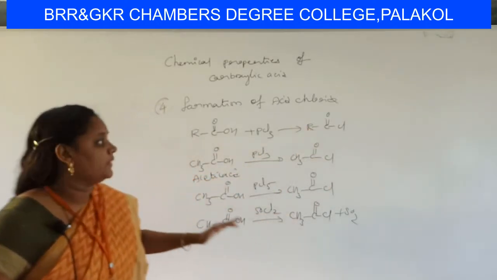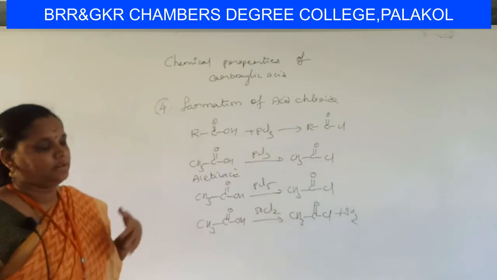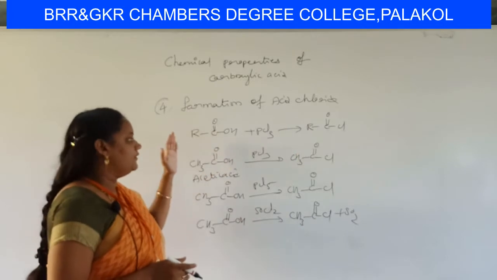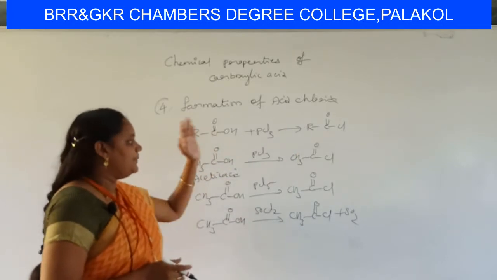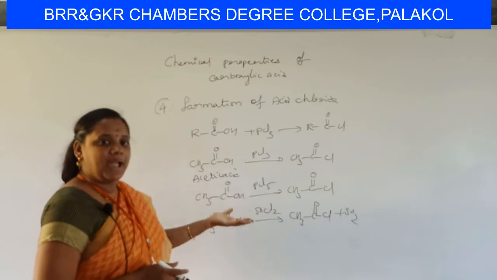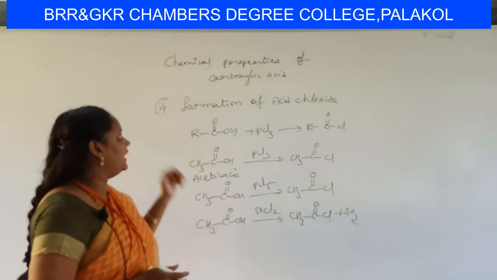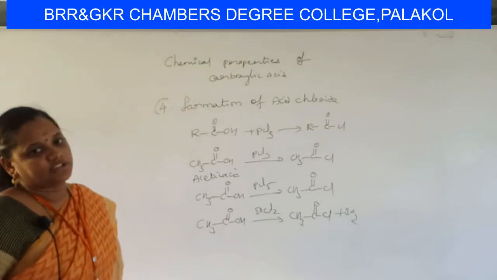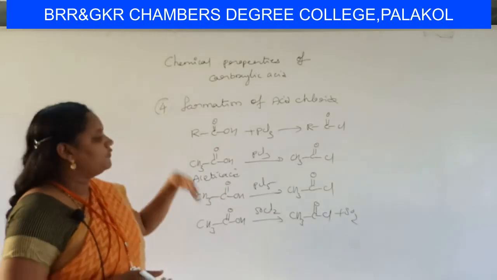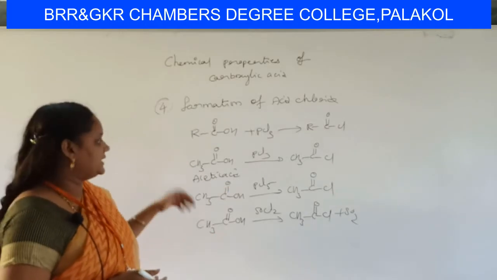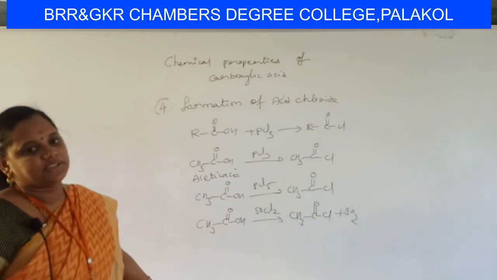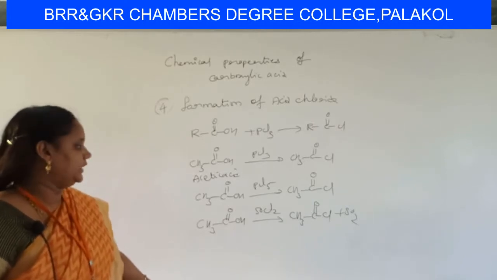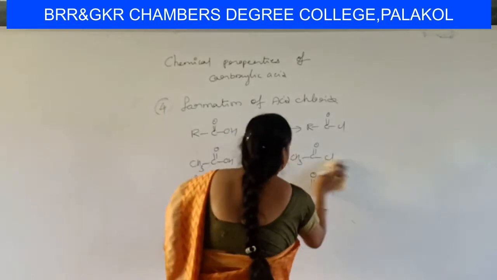Okay, students. So acid chlorides can be prepared from carboxylic acids using PCl3, PCl5 and thionyl chloride. This is about the fourth property of carboxylic acids, which is nothing but the preparation of acid chlorides from PCl3, PCl5 and SOCl2. Let us move into the next.